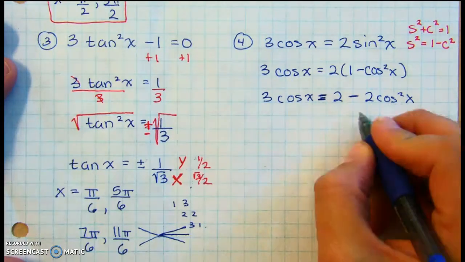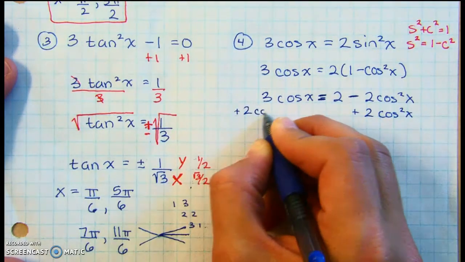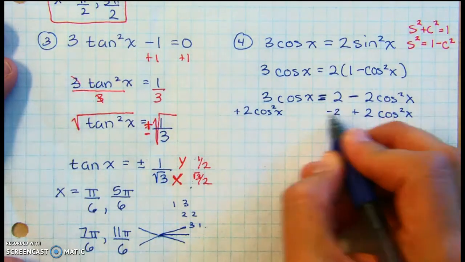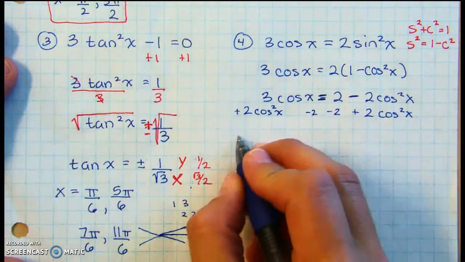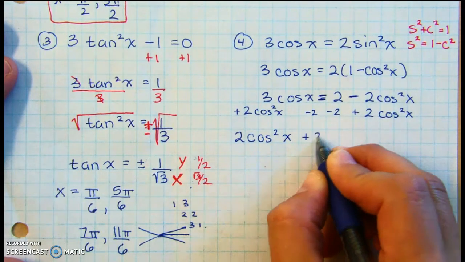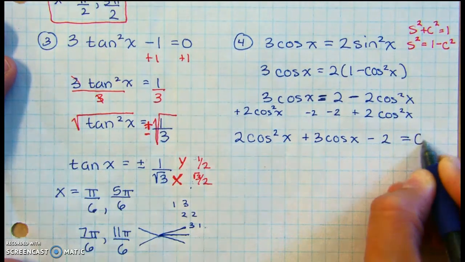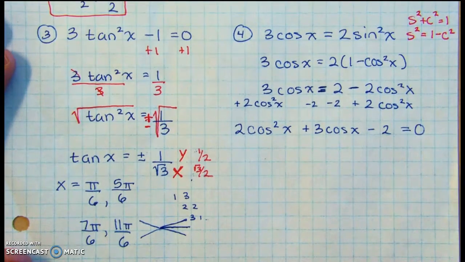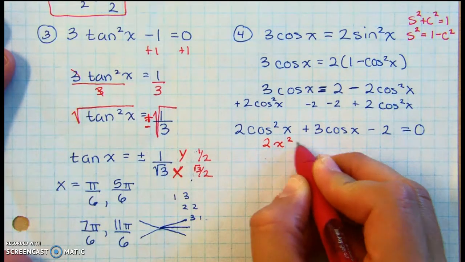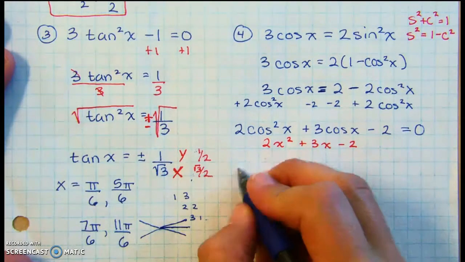I'm going to add this 2 cosine x. Oops, it's a cosine squared. And then subtract this 2. So I'm moving all the terms to the left side, and the right side will equal 0. What we're going to do is we're going to pretend that this is 2x squared plus 3x minus 2. And how would we factor that?